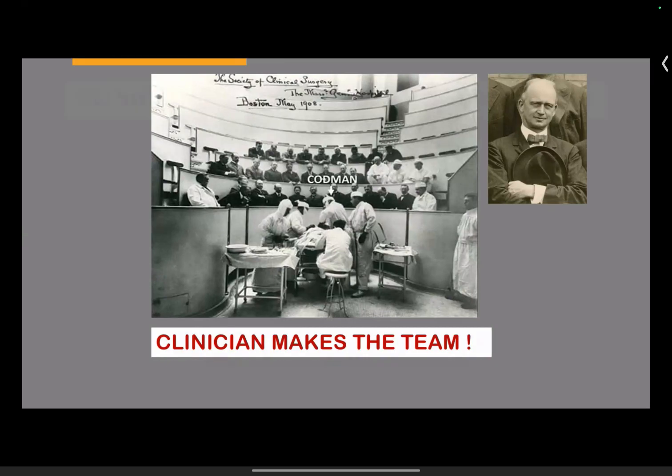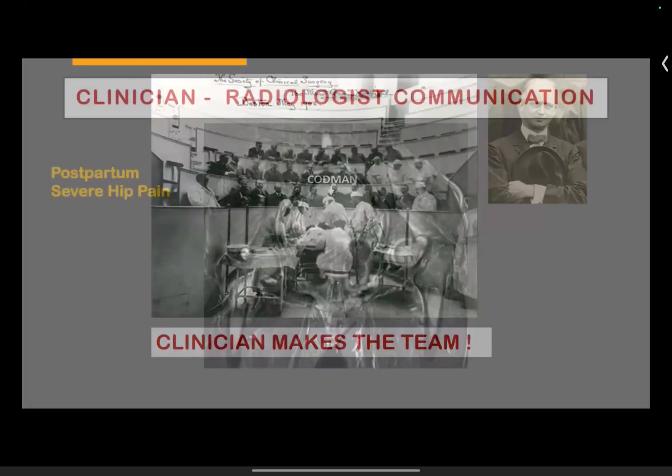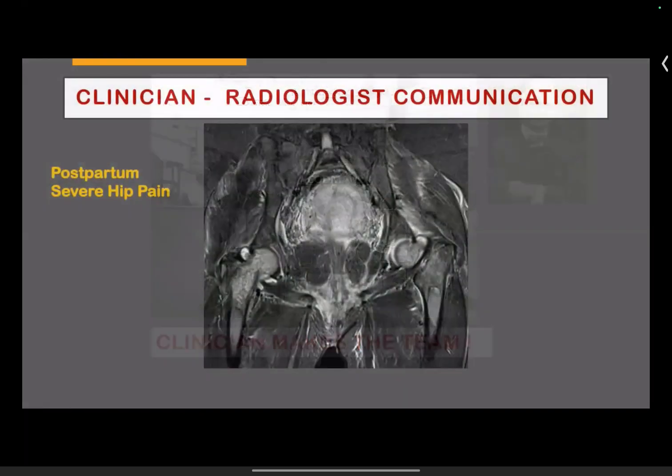So why do I say that, right? I'm going to reiterate that with a few cases. This is a patient who was, as it says, a postpartum severe hip pain.